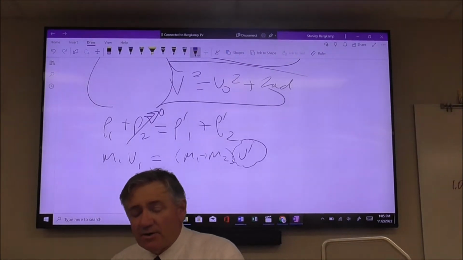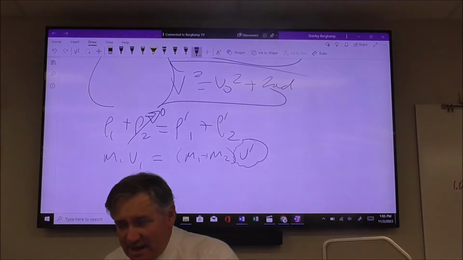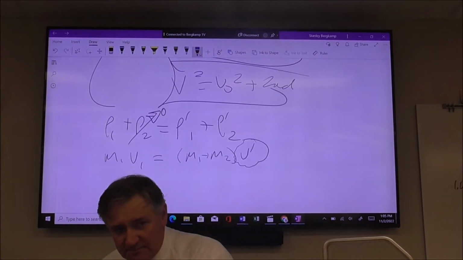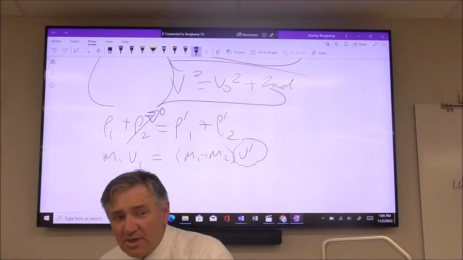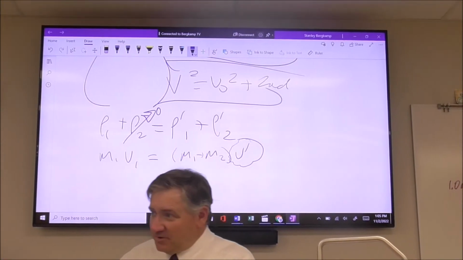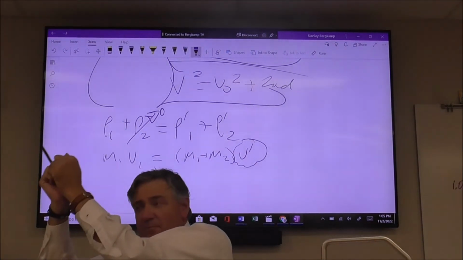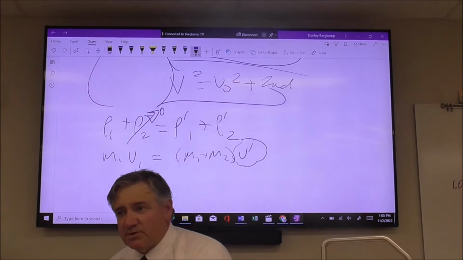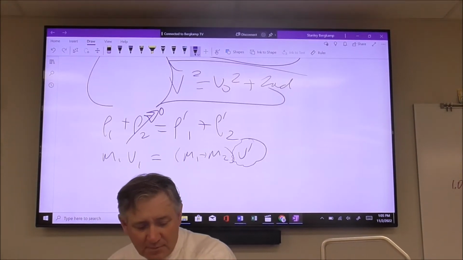Okay? Now, could that new velocity after the collision be a negative value in this case? No, not in this case. Why? Because what would that look like? It hits it and then both of them go backwards. You have a block sitting here, a block hits it, and then they start to move up the ramp, which would be cool. Not going to happen, but it would be cool.